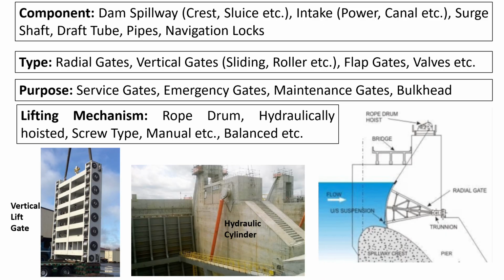The other criteria is lifting mechanism. Simple form is rope drum mechanism. Using motors and ropes, gates are operated. The other type is hydraulically operated lifting mechanism. In small gates, we can have manual or screw type gate lifting mechanism. Further, based on the operation of lifting or lowering of gates, they are classified as balanced or unbalanced. Balanced means both sides of the gates are having water to have same pressure on either side.